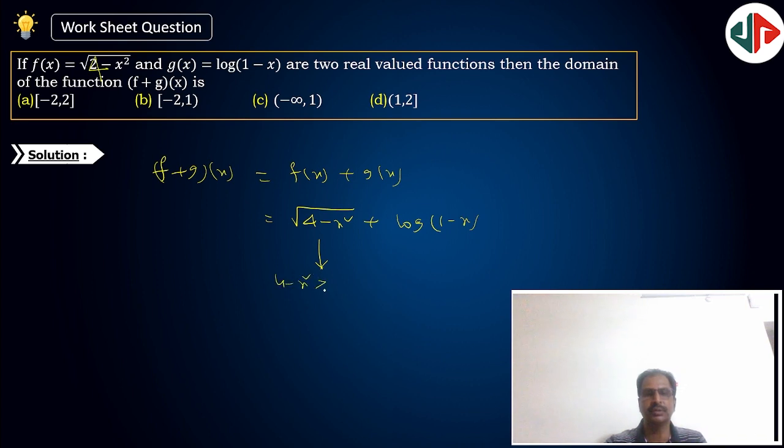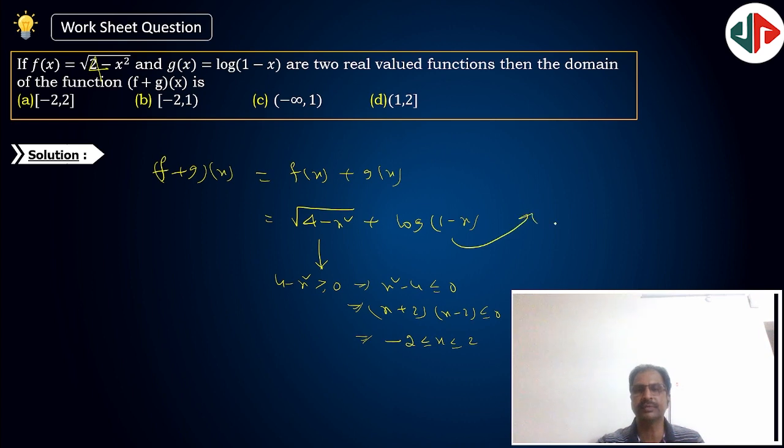The function inside the root should be greater than or equal to 0, or x square minus 4 less than or equal to 0, x plus 2 into x minus 2 less than or equal to 0, which means x should lie between minus 2 and 2.